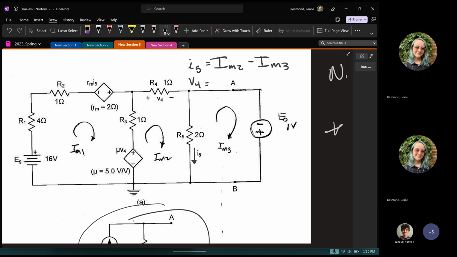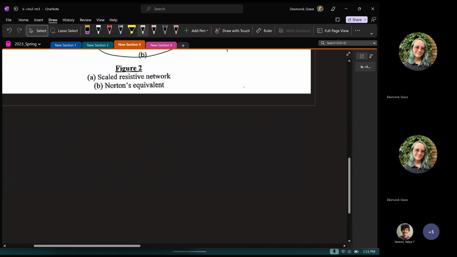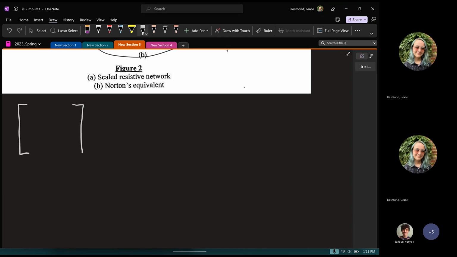So what is V4 going to be? I_M2 times R4. Alrighty, that is correct. I_M2 times R4, which is equal to just I_M2 because it's 1 ohm, which is super easy because these are lovely numbers. So does everybody have the problem written down? Okay, I'm going to scroll down and do the resistive matrix now. So we're going to have three meshes, so it's going to be a 3 by 3, right?